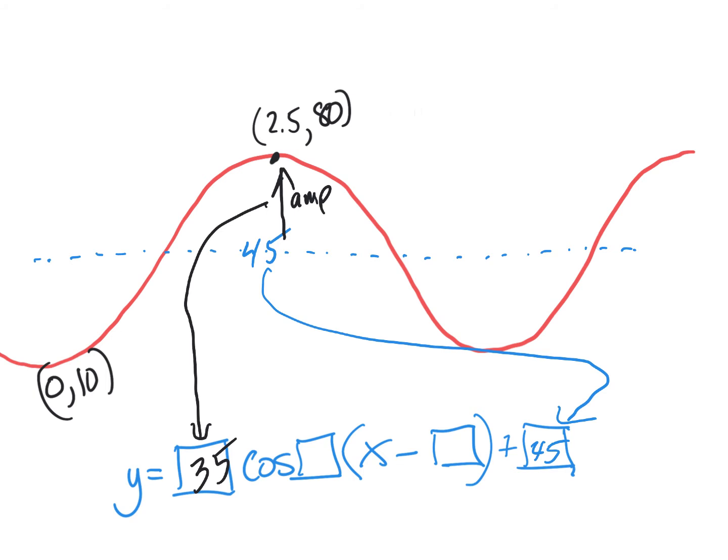Question? Wait, how do you find the amplitude though? The amplitude arrow there, you just always go from the midline all the way to the top. Oh, okay. The midline was 45 because we averaged 10 and 80. And then amplitude is from the middle up.